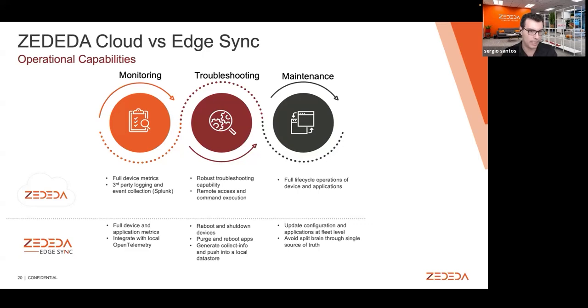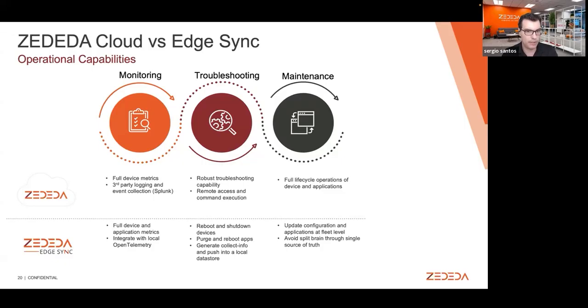Regarding the monitoring aspect, of course, in the cloud, we have full device metrics, we have application logs, and we have the capability to integrate this with third-party tools like Splunk to export all these logs and events externally. While in EdgeSync, like I mentioned, the device is also publishing all the metrics locally. So we can collect all the metrics locally, and for that, we can export those metrics using an OpenTelemetry collector, right? So that's something we can also use locally next to the EdgeSync to provide that visibility. That's also part of my demo in a couple of minutes.